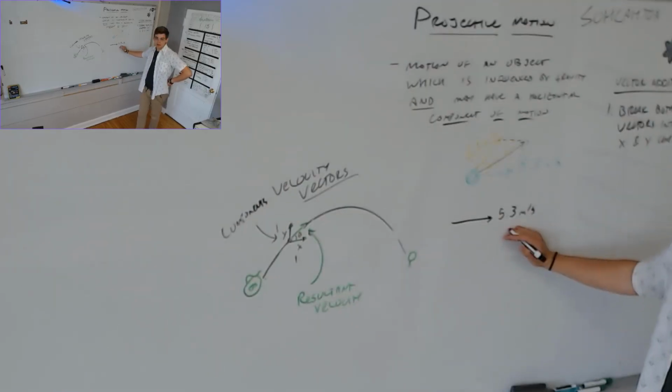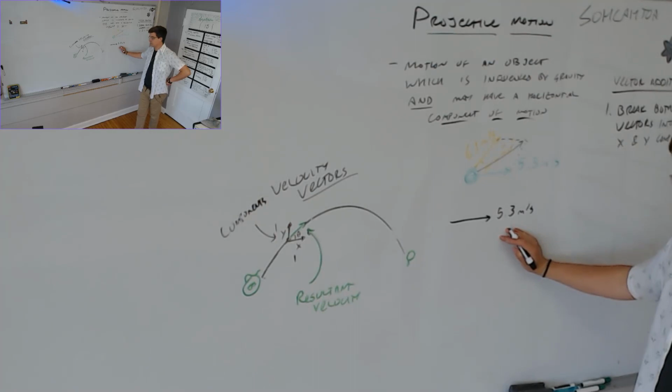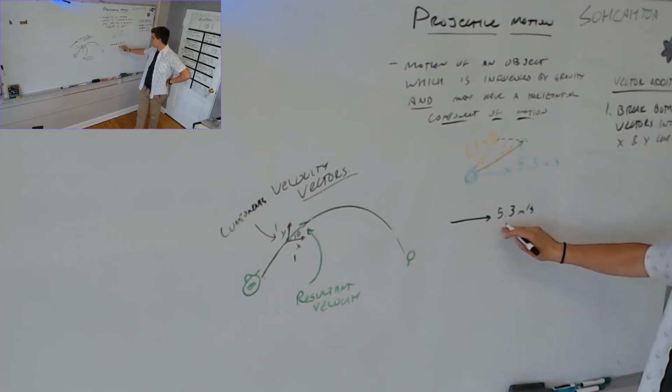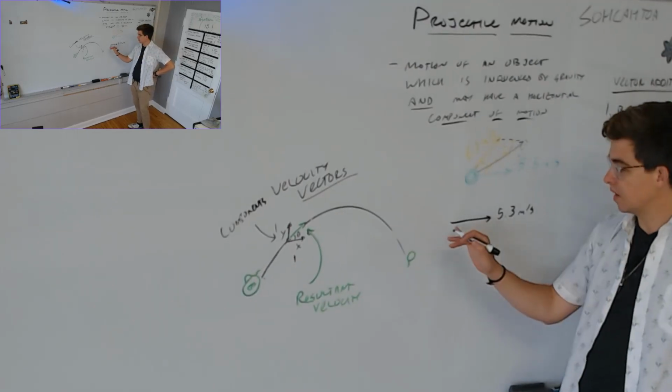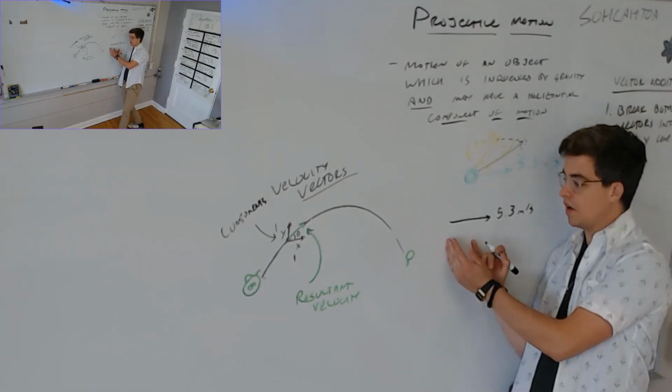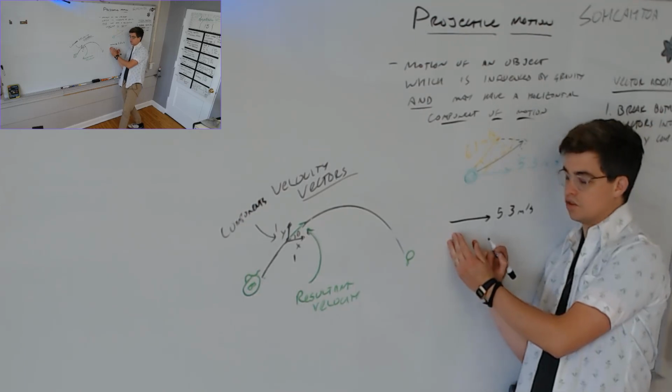5.3 meters per second, pure east. What's the x component? It's just 5.3 meters per second. What's the y component? 0. None, because this one vector, this vector all by itself, is just in the x.